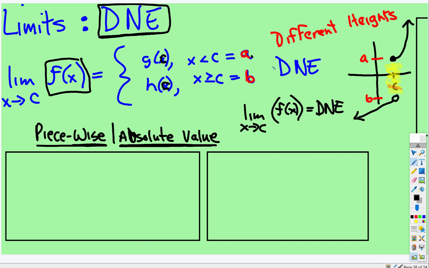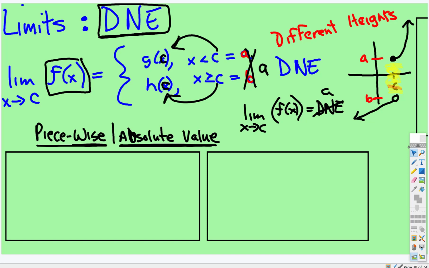You have to check, you have to plug the c value into each function. If the heights are different, then the limit doesn't exist. If they're the same, let's say a and b were the same height, so we're just going to call it a, then you just put whatever that a value is. And we'll be practicing these in case that was just a little confusing.